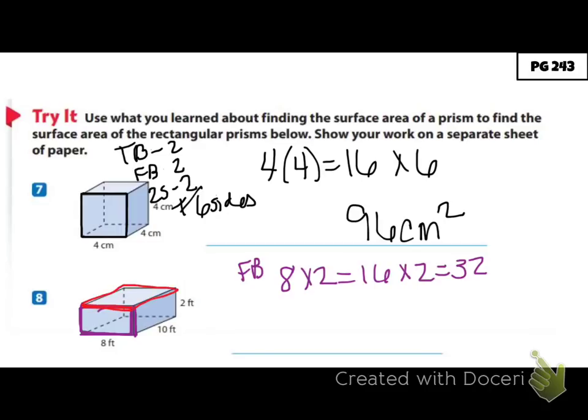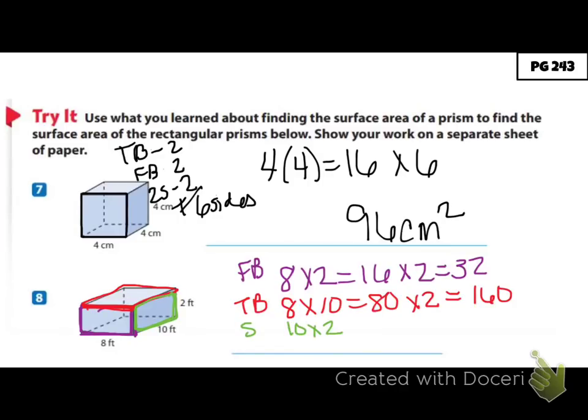And then I'm going to go through and I'm going to do my top and bottom. So here's my top. It's 8 by 10. So 8 times 10 equals 80. And then I'm going to do times 2 because there's 2 of them, which equals 160. And then I'm going to do my sides, which are here, and that's 10 by 2, which is 20, but there's 2 of them, so that's a total of 40.